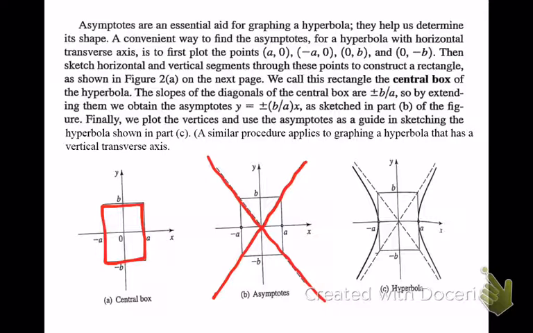Then we plot the vertices. So we put the vertices here, and then use the asymptotes as a guide for sketching the hyperbola. So then you sketch in your hyperbola. The hyperbola is never going to touch the asymptotes, it just approaches them. So you sketch that in like that. Alright, any questions there? Yes? Do the hyperbolas have to be exact? No. It's a sketch.